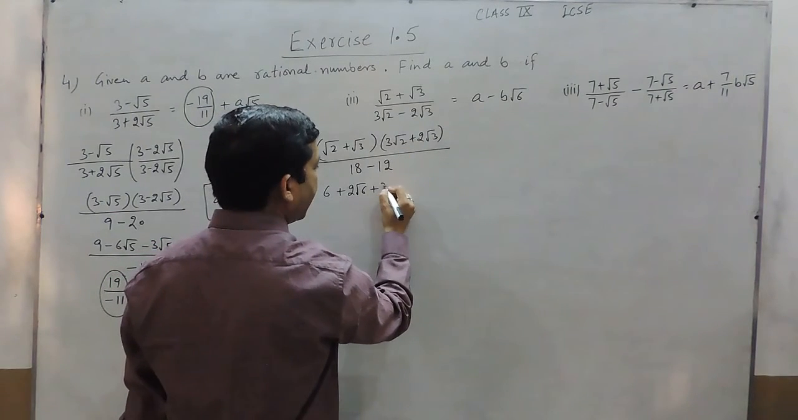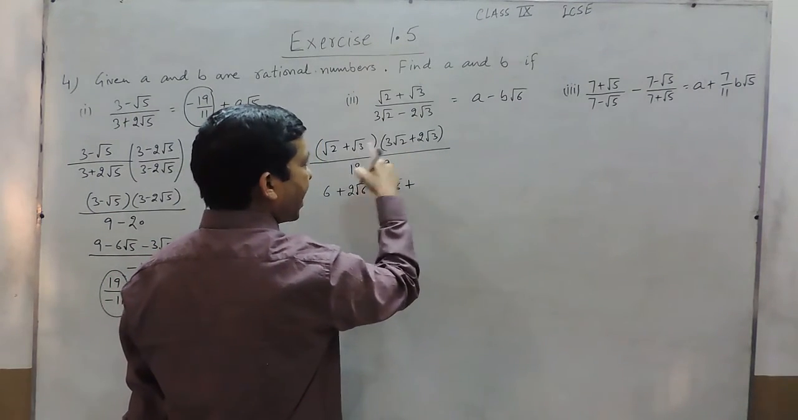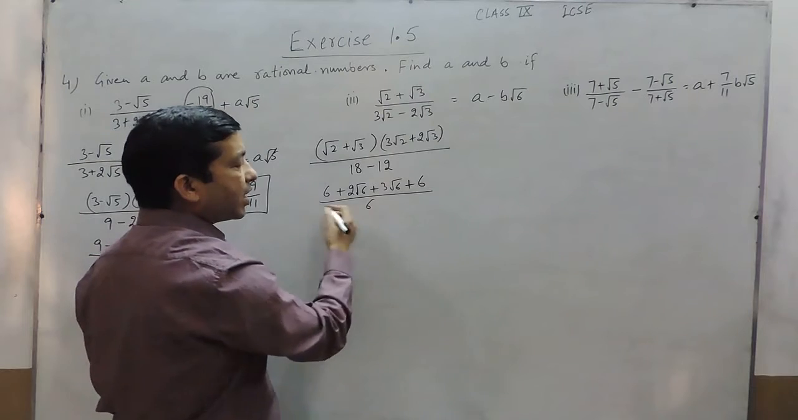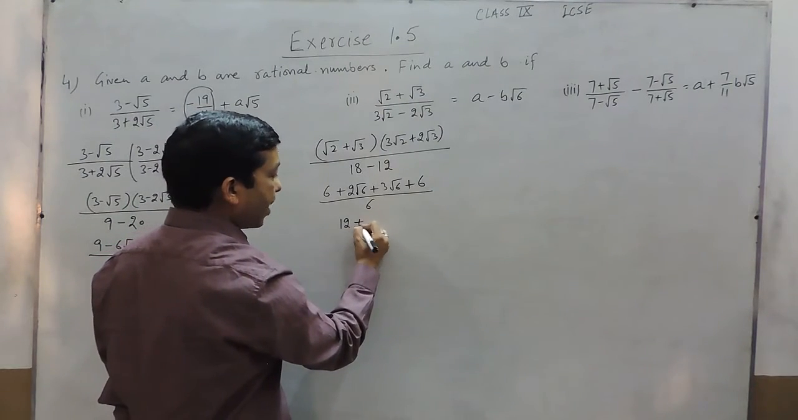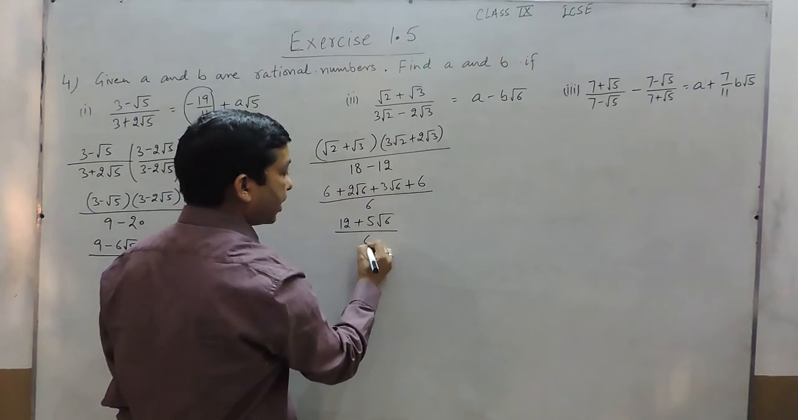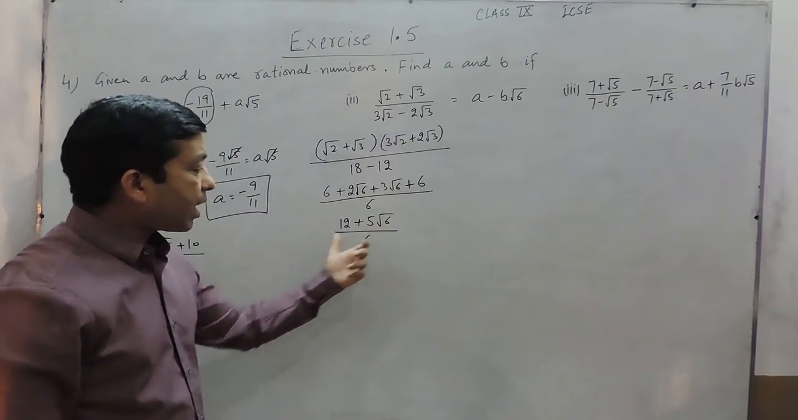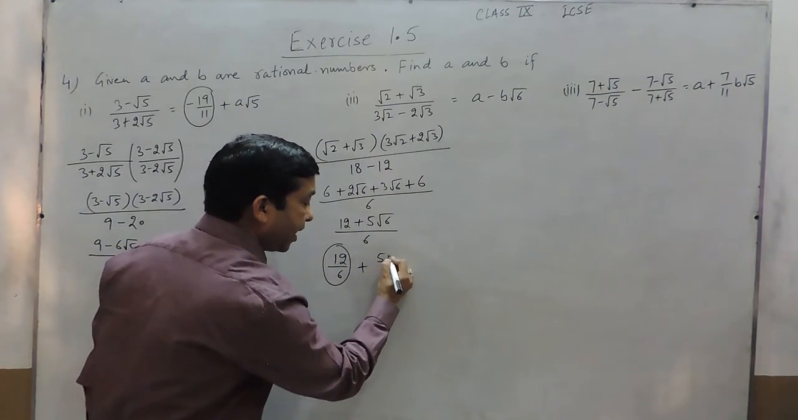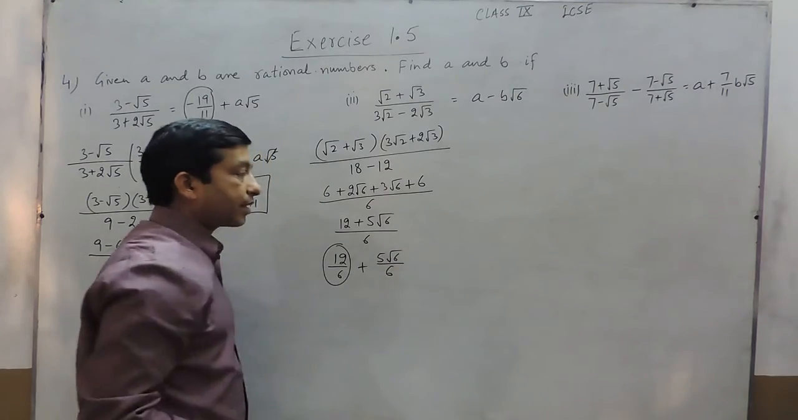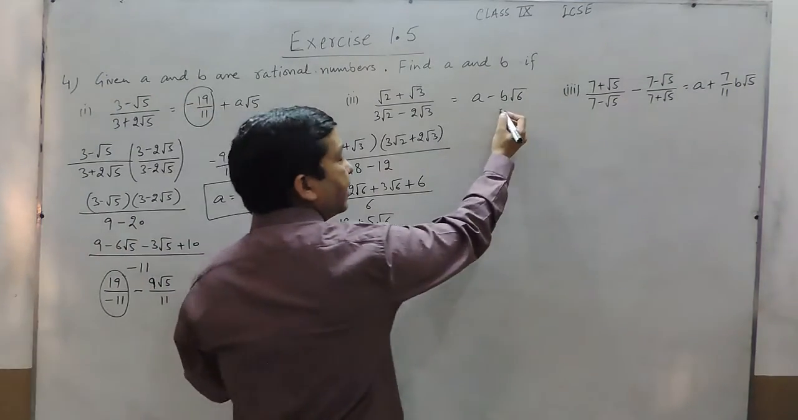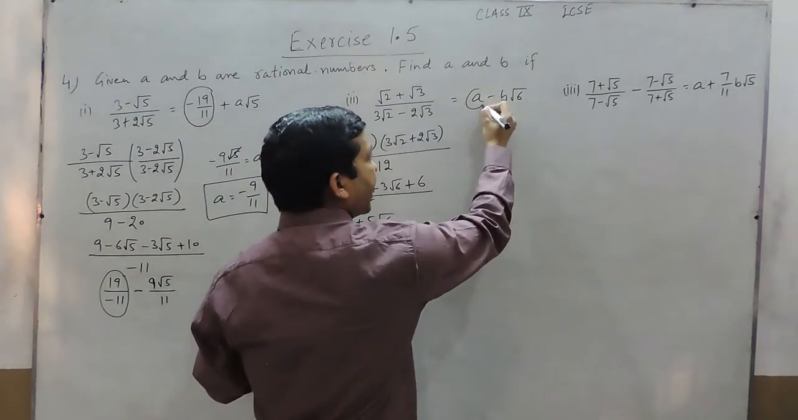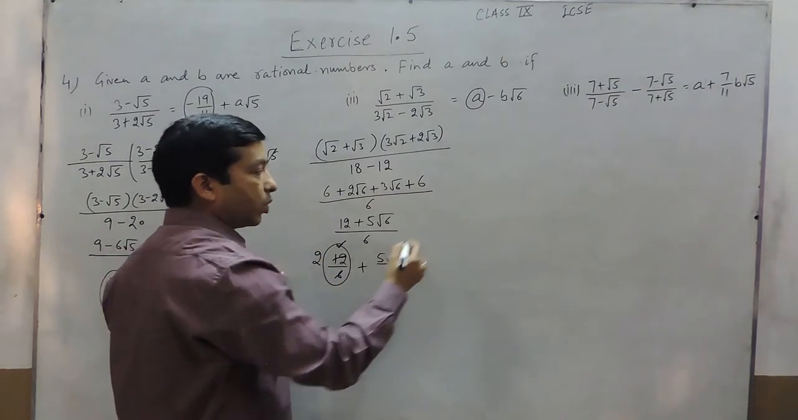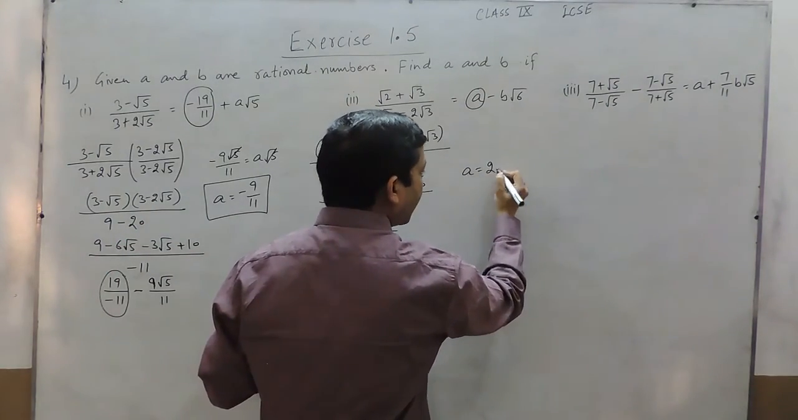Then these two multiplications will give 3 root 6. Then root 3 multiplied by 2 root 3 will become again 6. So once we calculate this, it is 12 plus 5 root 6 upon 6. If we break it into two parts, the first will be 12 upon 6, which is the rational part, plus the irrational part, which will be 5 root 6 upon 6. If we look at the right hand side, this is the rational part, and here also this is the rational part, which can be cancelled and written as 2. So the value of a will be 2.